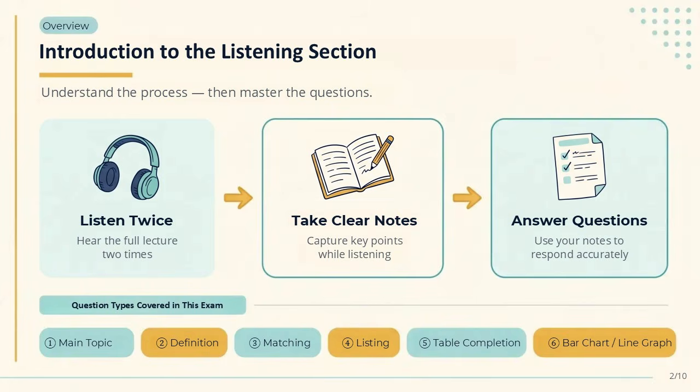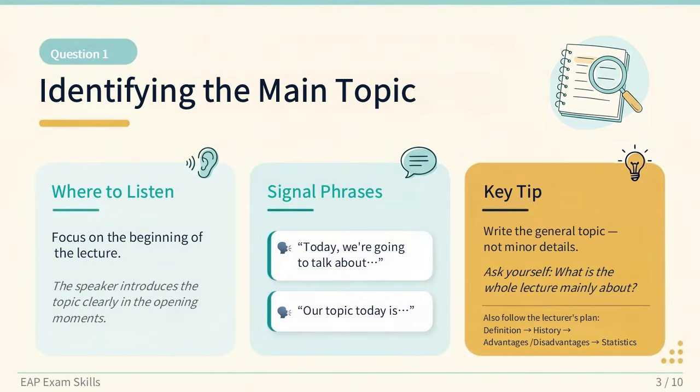The listening section includes questions about the main topic, definition, matching, listing, table completion, and drawing a bar chart or a line graph. So, how can you take useful notes? Let's go question by question. 1. Main topic question. The first question usually asks, what is the main topic of the lecture?